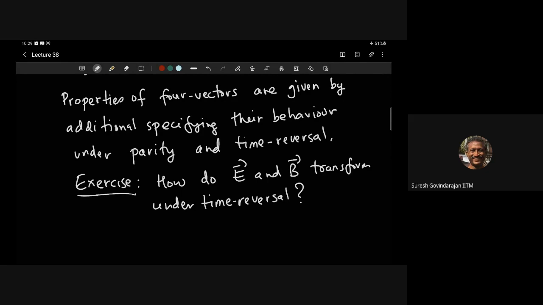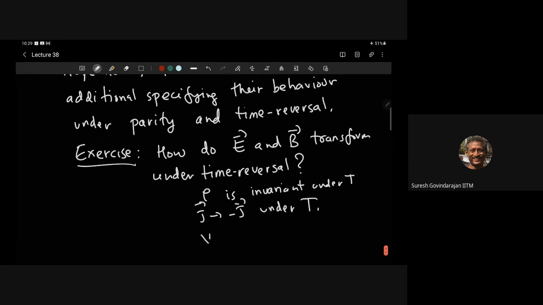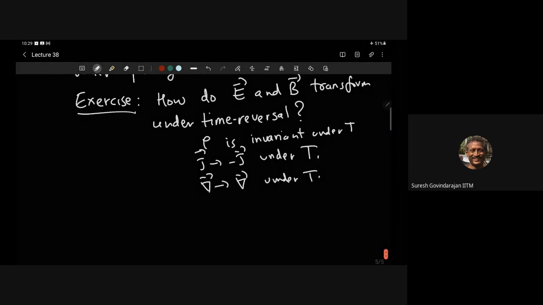So for instance, let me say rho is invariant under T. J goes to minus J under T. Using this, you try to assign. And nabla goes to what? Nabla, nothing happens with that. So you can fix E and B. So just do that. It's just sort of fun. Okay?